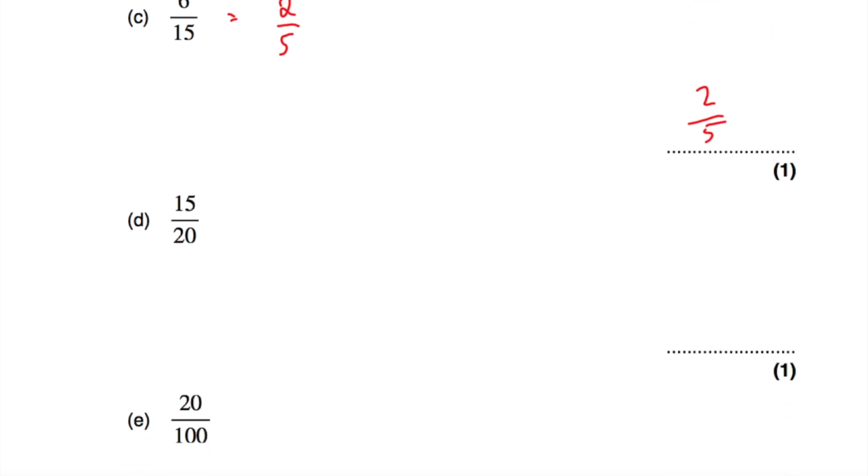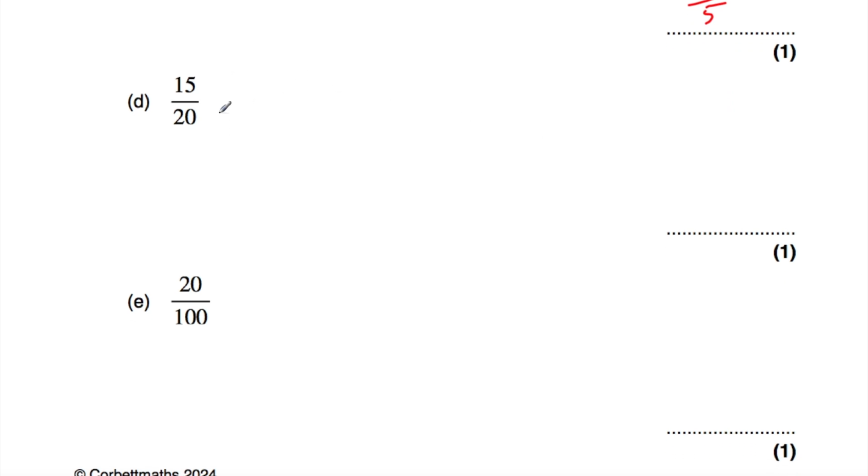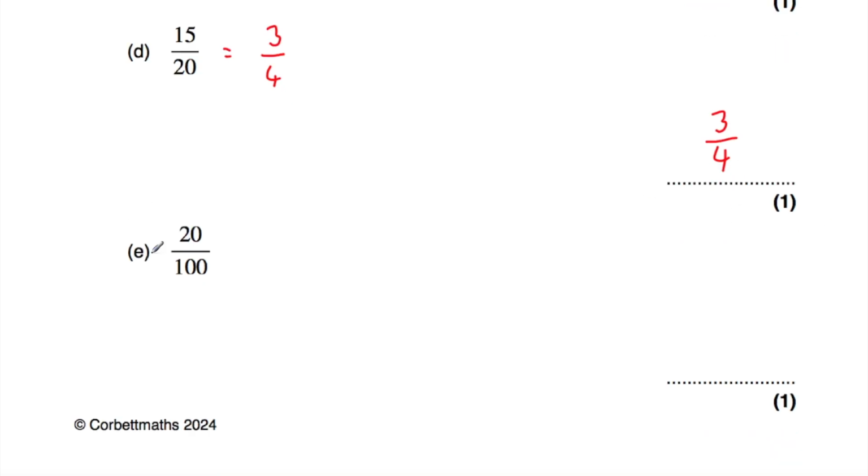Okay, part D. Part D, we've been asked to simplify 15/20. Now 15 and 20 are both in the 5 times tables. So let's divide both of them by 5. 15 divided by 5 is 3, and 20 divided by 5 is 4. So 15/20, if we cancel it down, we'll get 3/4. And that's it, 3/4.